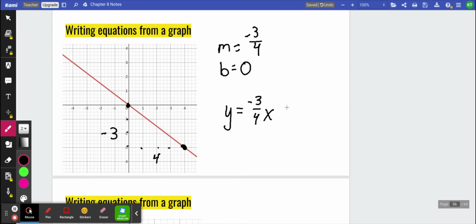I can write plus 0, right? But remember, an answer key, when you add 0, it doesn't change anything. So I should just leave that as y equals negative 3/4 x.